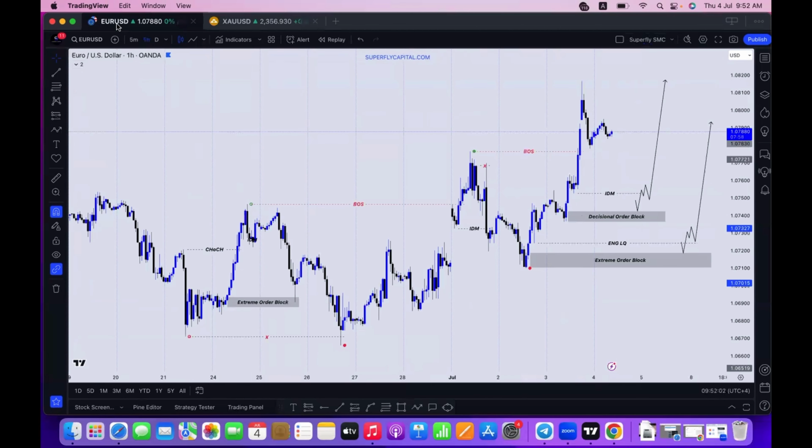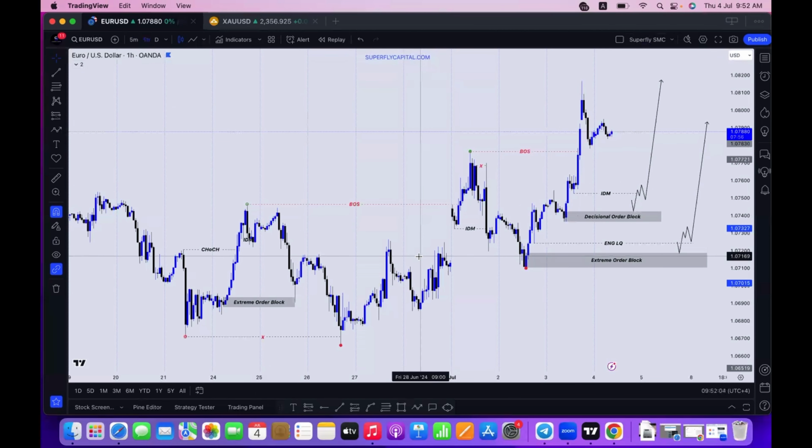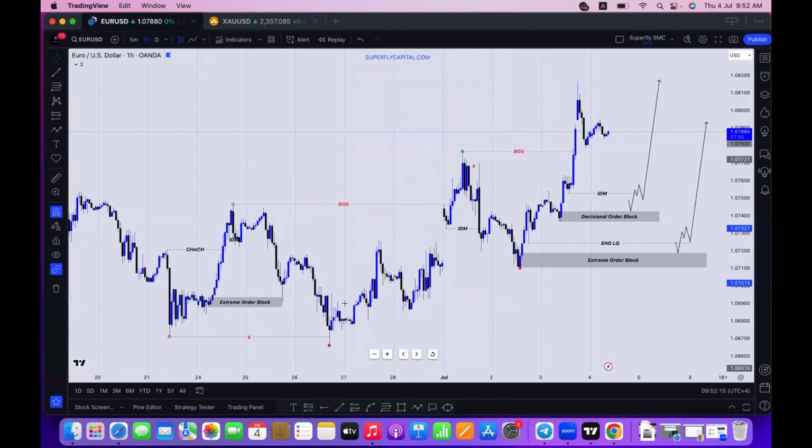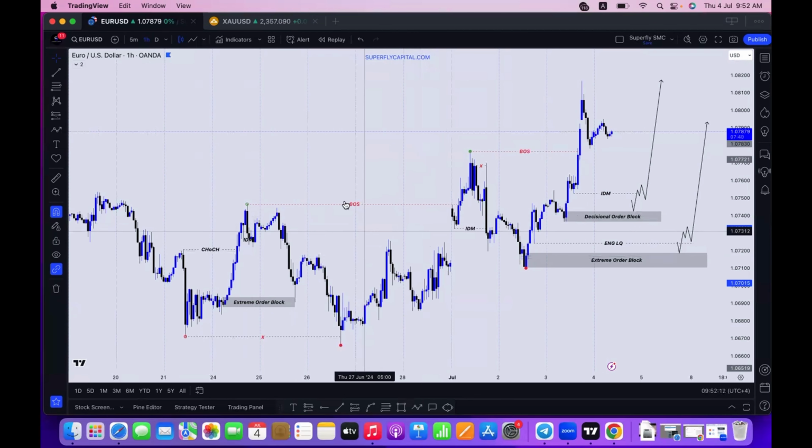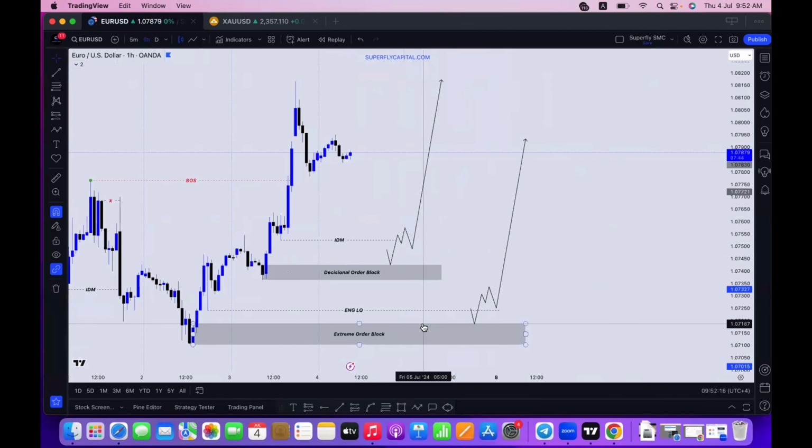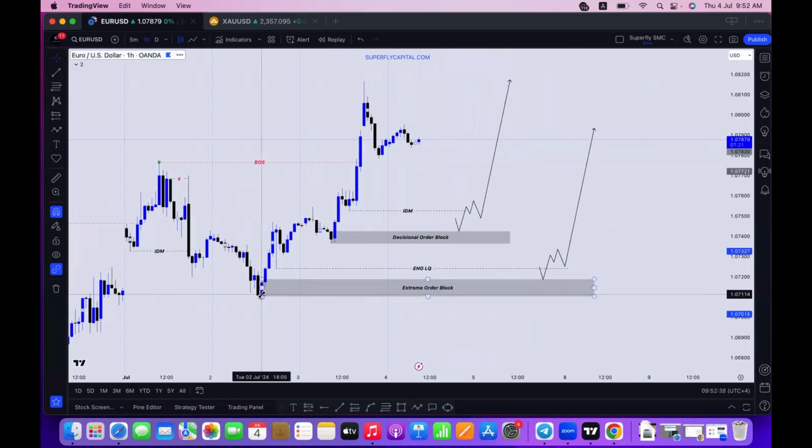Then going to the Euro US dollar, the daily time frame analysis was done yesterday. So today I'm just on the 1 hour time frame. So yes, we can see as well, price is bullish: change of character, break of structure, break of structure. Now we're looking for another break of structure. So you can see price is bullish for the past 2 days, right? Starting on Tuesday, price started the bullish momentum and is still bullish.